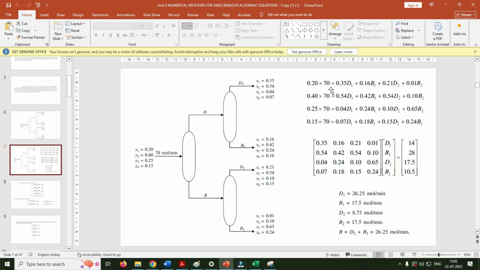The same is converted into AX equal to B matrix. Now our duty is to find D1, B1, D2, B2. Let us convert those to X1, X2, X3 and X4.